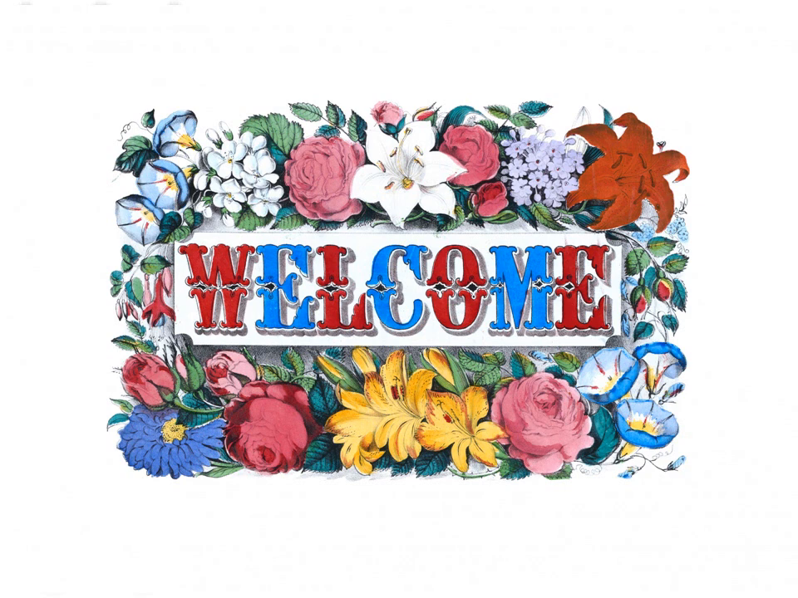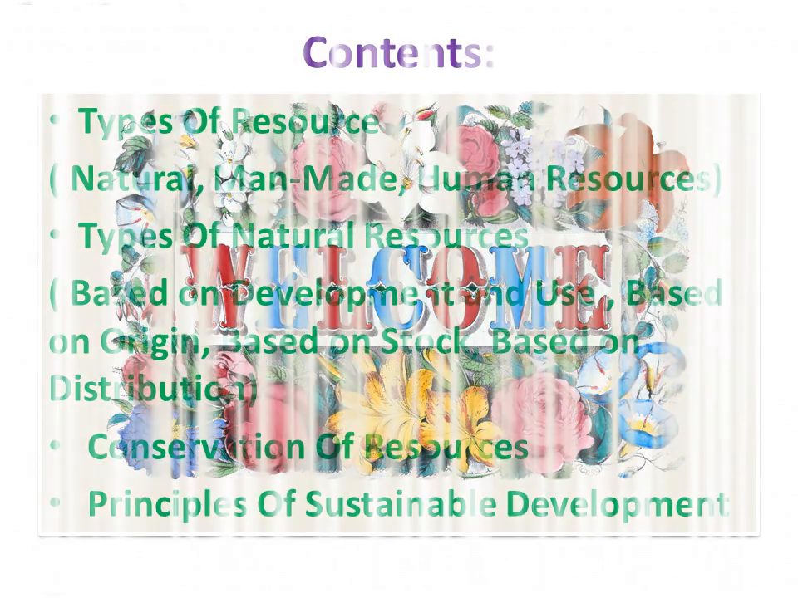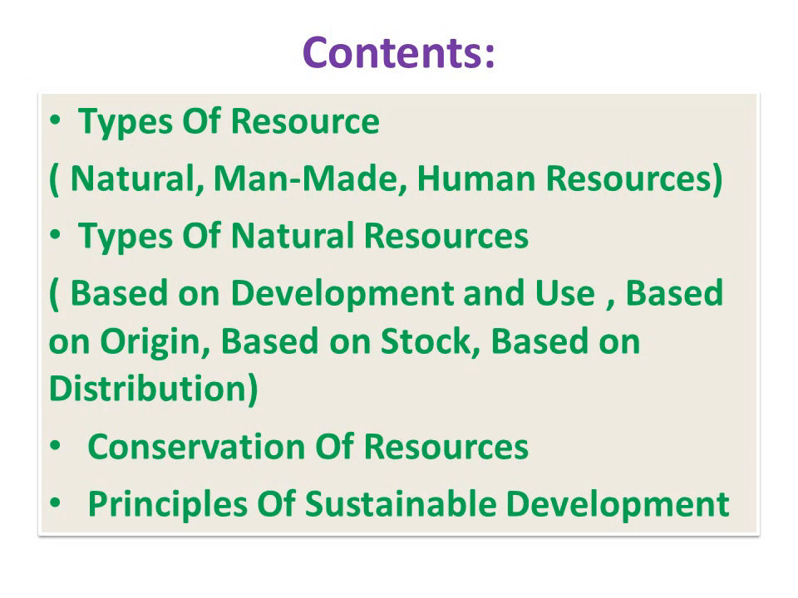So, in this video, we'll be going to study about resources. The contents are: types of resources, which include natural resources, man-made resources, and human resources. Types of natural resources: based on development and use, based on origin, based on stock, based on distribution. Third, conservation of resources, and the fourth is principles of sustainable development.